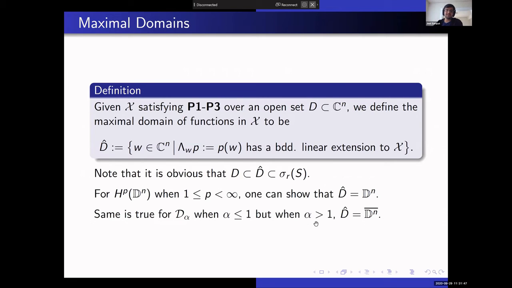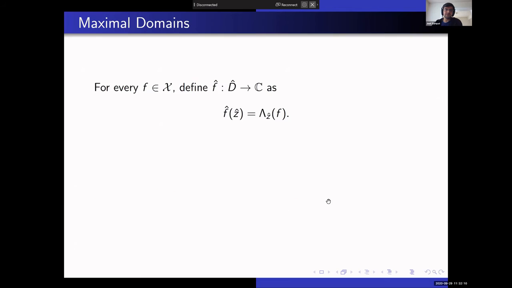But as I said before, when alpha is greater than 1, things are kind of different. But even there, you get this nice space, the nice domain where you can extend your functions to. And in this case, it's kind of obvious, like the functions extend up to the boundary continuously anyway. So you might as well take D hat as your domain instead.